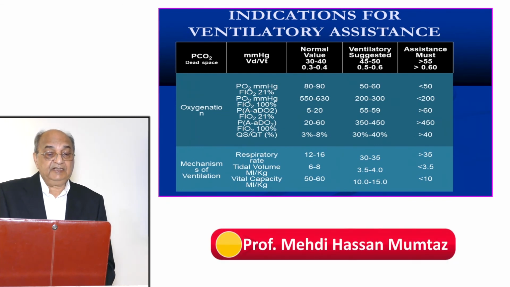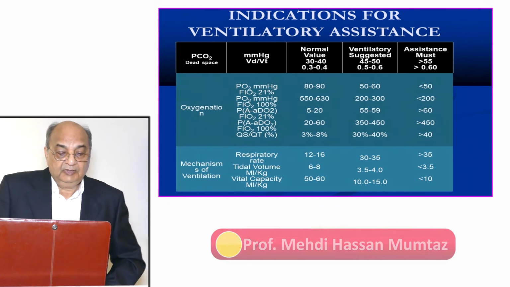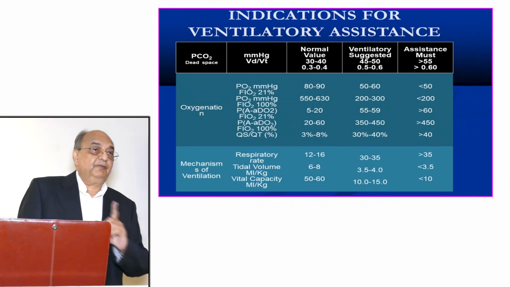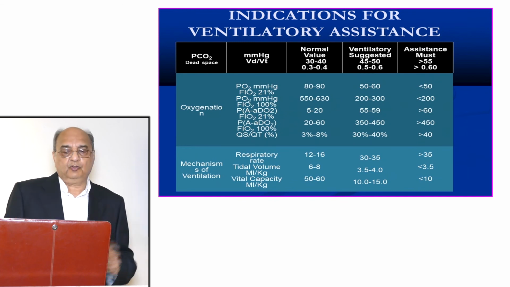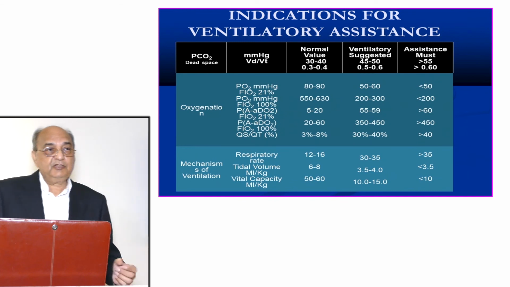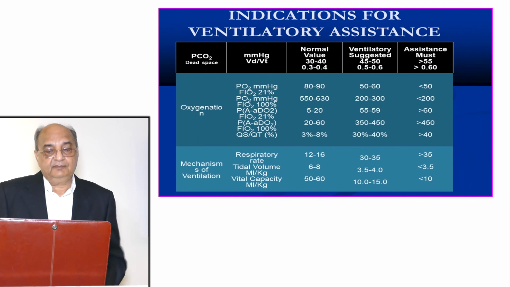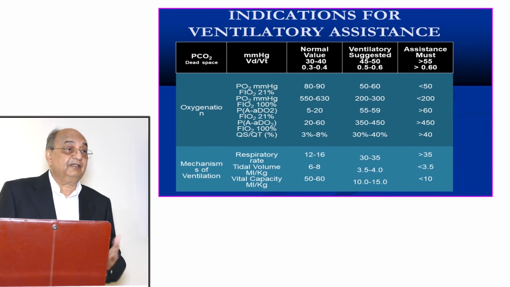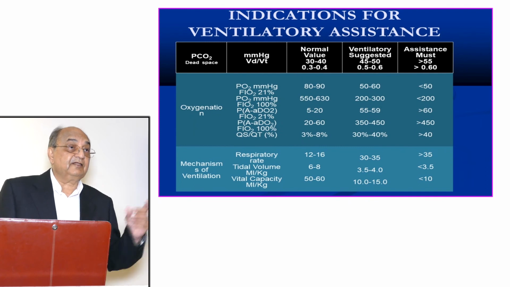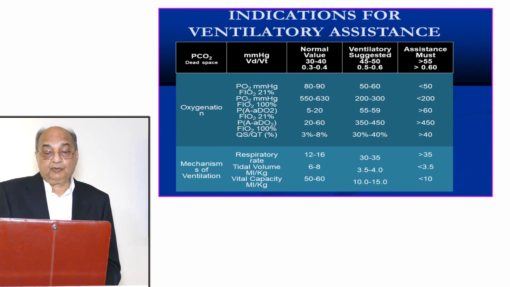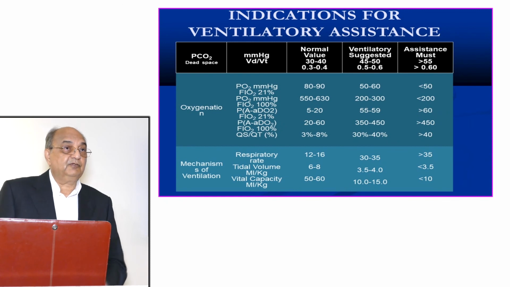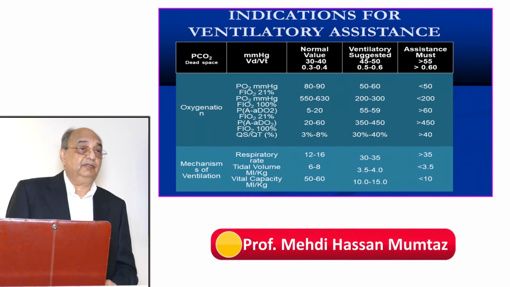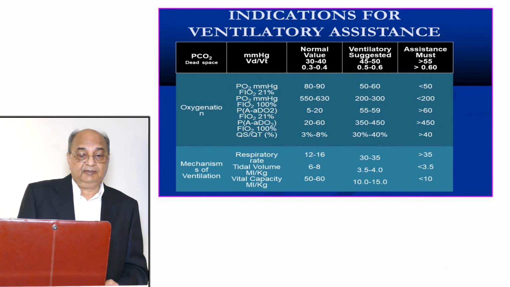If you look at the PaCO2, the normal value is 40. If it is between 30 and 40, we take it as normal. Right. When the PaCO2 goes above 45 to 55, we start thinking the patient should be put on a ventilator if there is another indication. When it goes above 55, it is a must to put the patient on a ventilator even if there is only one indication. You don't need to look at the other indicators.